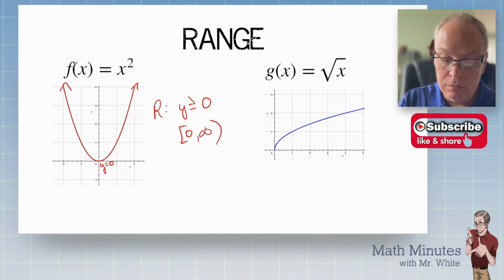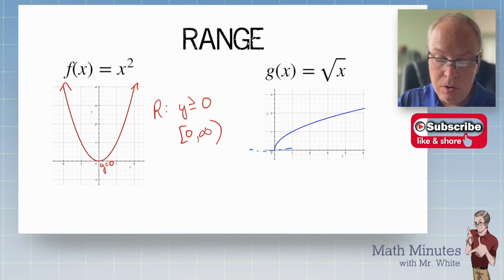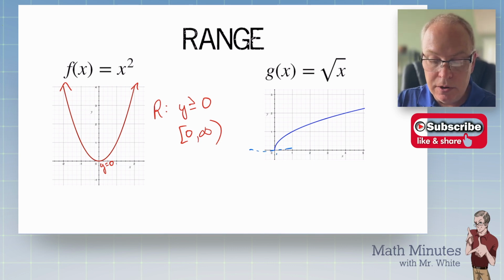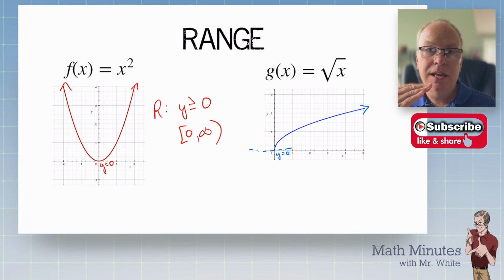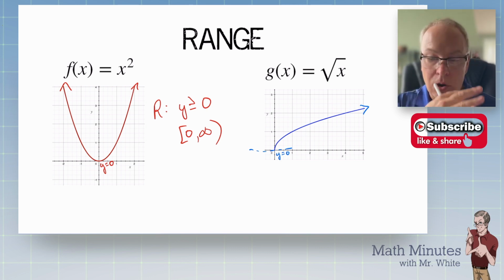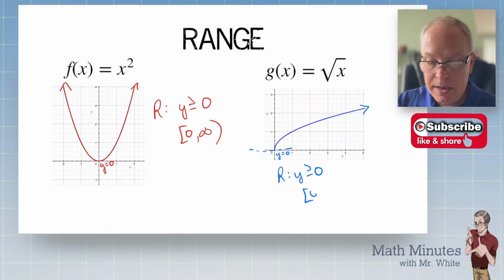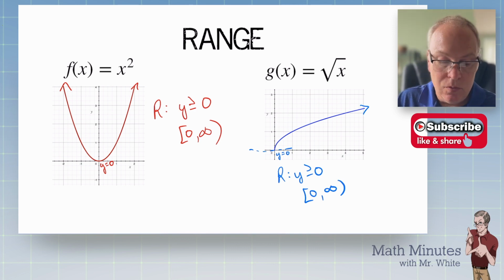How low does it go? It goes as low as y equals 0 again, and then it keeps going up. It gets very slow to go up, but it is continuing to go up. So the range here is once again going to be y is greater than or equal to 0, or let's write it like this, 0 to infinity. And that's the range for that. So looking at the graph makes that really easy.